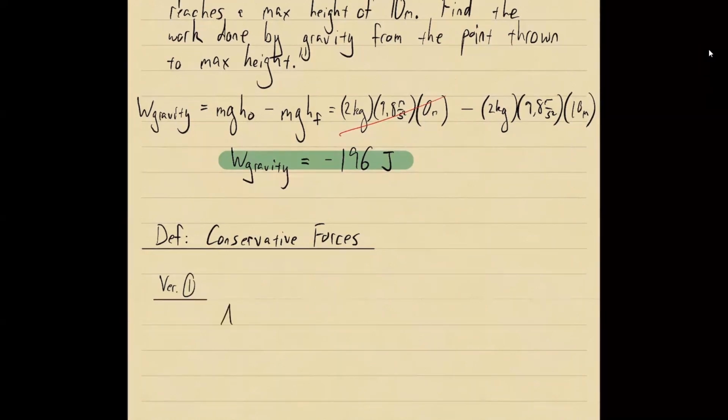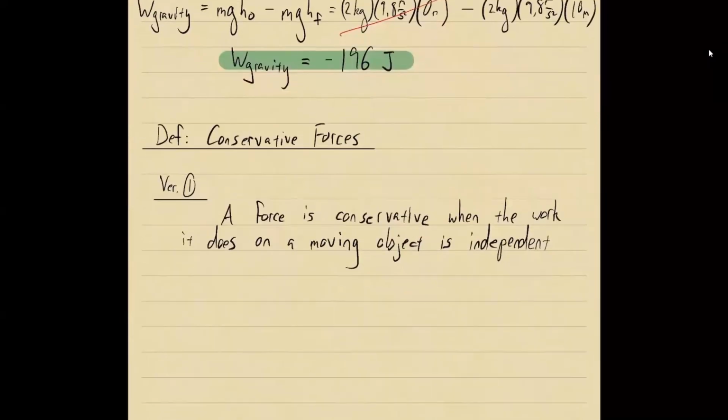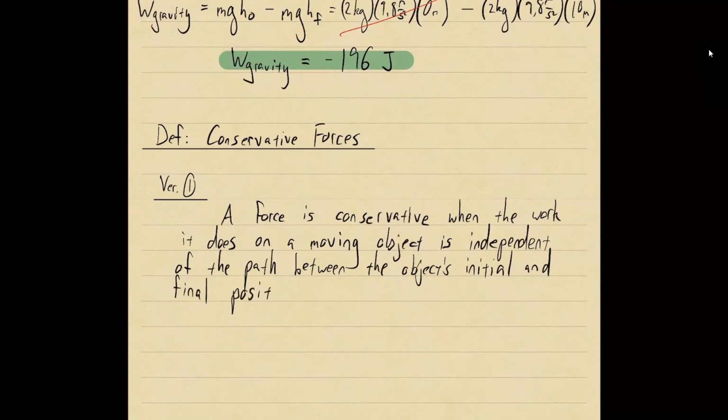Version 1 says that a force is conservative when the work it does on a moving object is independent of the path between the object's initial and final positions.